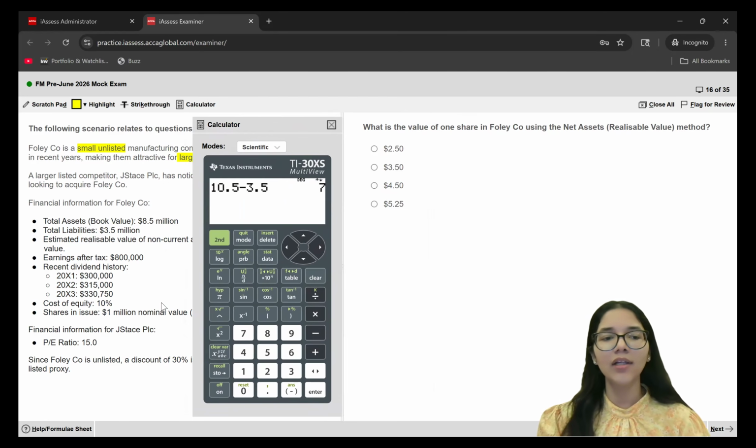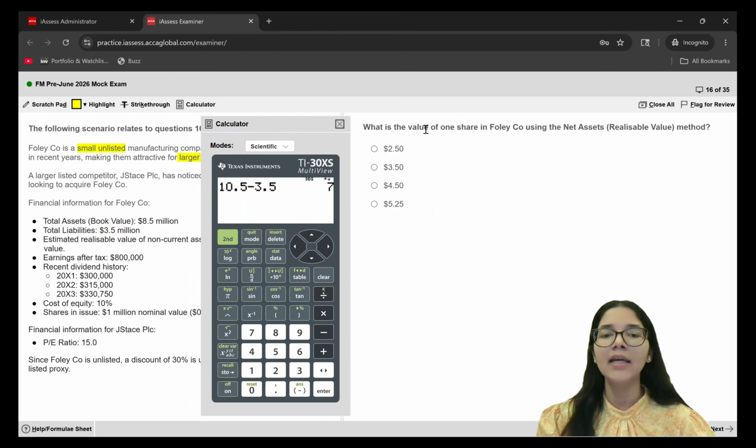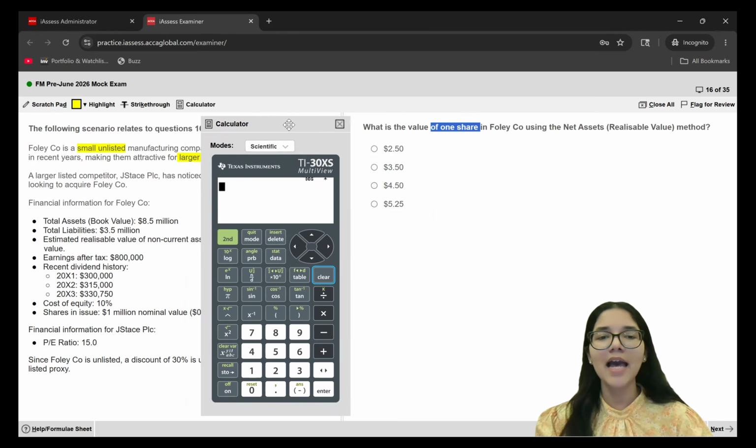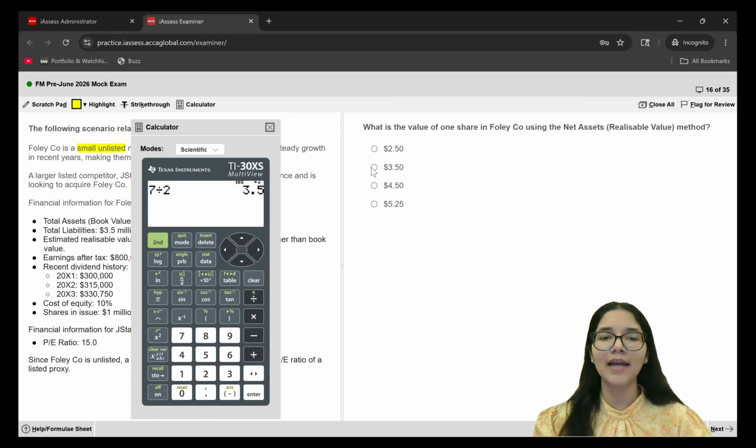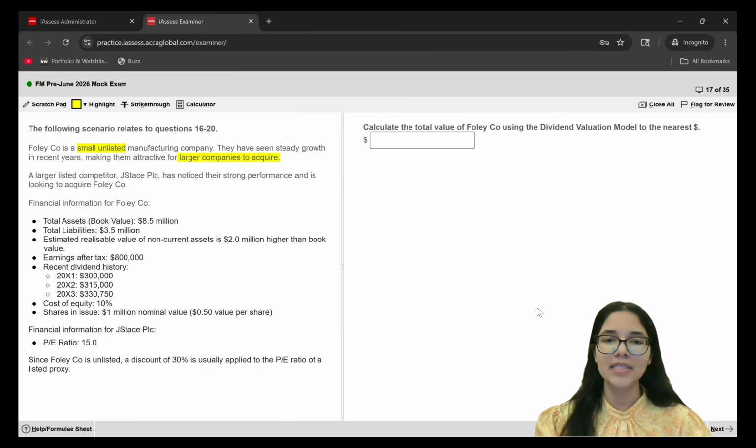Now, this is $7 million, and I am being told how many number of shares do I have? This is the total worth of the company. I want the answer for one share. So for one share, I have to simply divide $7 million by the number of shares that the company has. Let's see how many shares the company has. Total of $1 million is there in terms of nominal value, and per share has a nominal value of 0.5. That means there are 2 million shares. So 7 divided by 2 will give me the value of one share, that is $3.5. So my final answer over here is $3.5. Very simple. Let's proceed to the next question.